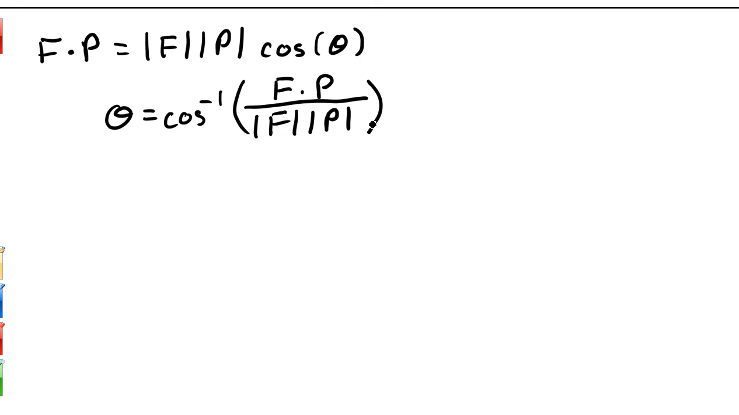But we've got to do a little bit of work before we can actually get there, because F is not given in the above cosine angles, but it's actually already given to you in all of its components.